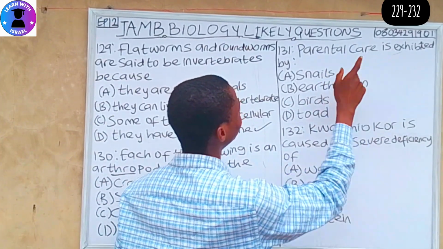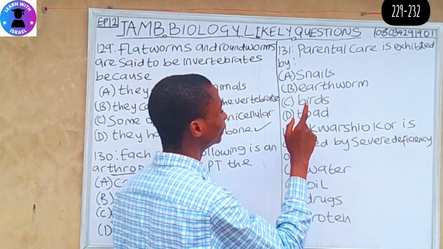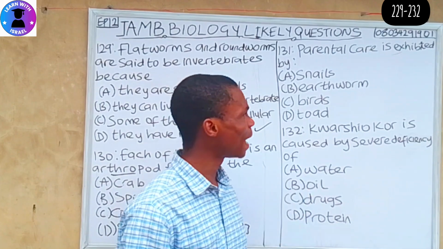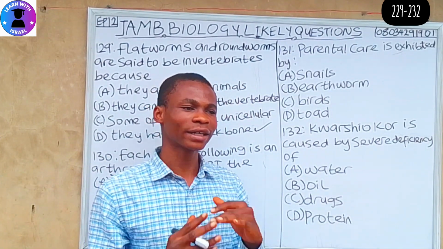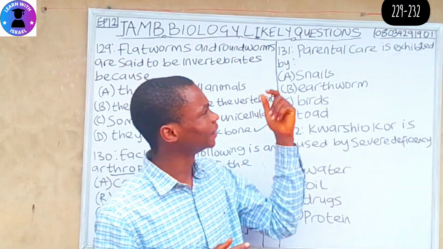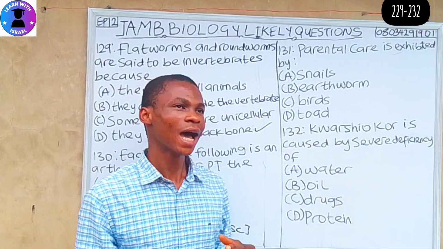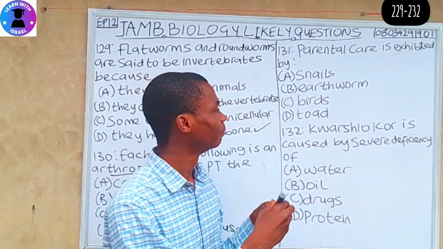Parental care is exhibited by A. snail, B. earthworm, C. bird, D. toad. Mammals exhibit the longest period of parental care in life. The group that exhibits the longest parental care is mammals. An example of an animal that exhibits parental care is birds.